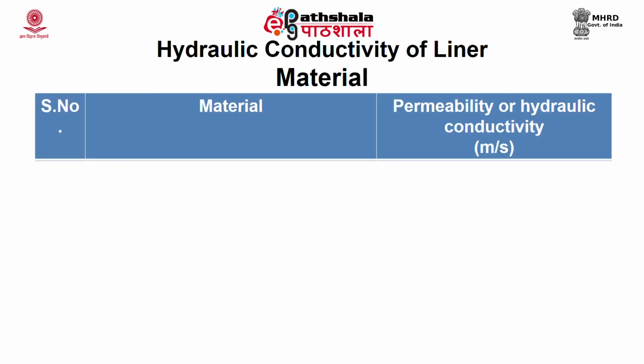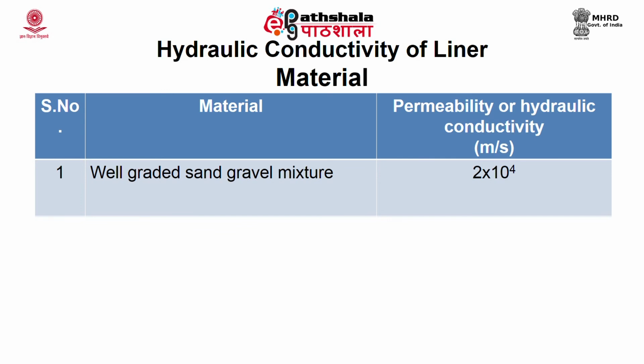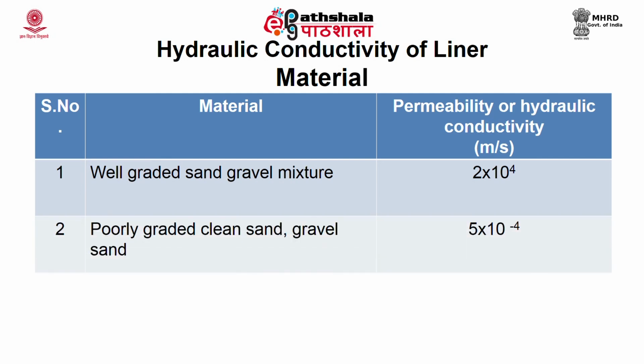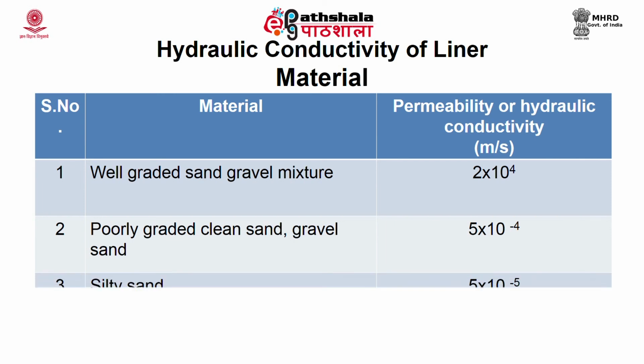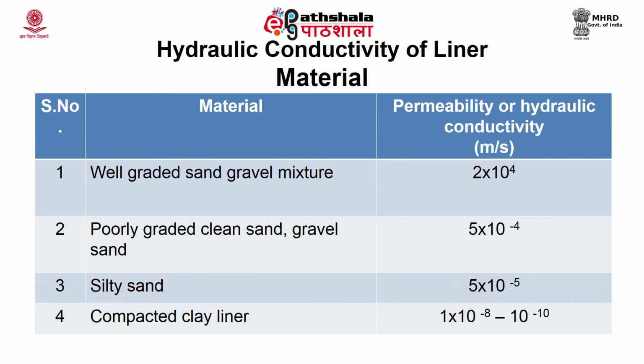Now, you can see hydraulic conductivity or permeability is expressed as meter per second. For a well graded sand gravel mixture, the permeability will be around 2 into 10 to the power of minus 4. For poorly graded clean sand gravel, it will be 5 into 10 to the power of minus 4. Silty sand will have 5 into 10 to the power of minus 5. Likewise, the compacted clay will have 1 into 10 to the power of minus 8 to 10 to the power of minus 10. It will be in that range.